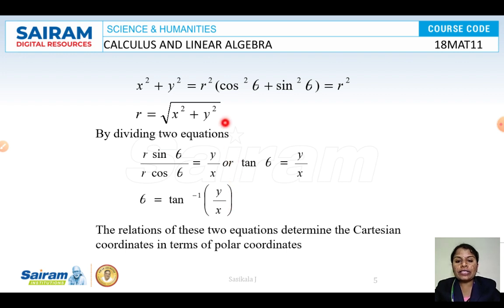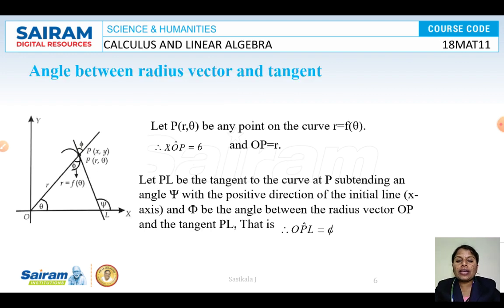So these two relations, r and theta, you can say, are expressed in terms of Cartesian coordinates, which were expressed in polar form, right? So r and theta are expressed in terms of your Cartesian forms. So now you can go to the theorem, which is the angle between the radius vector and tangent. In this theorem, first you are going to find the angle between the radius vector and tangent.